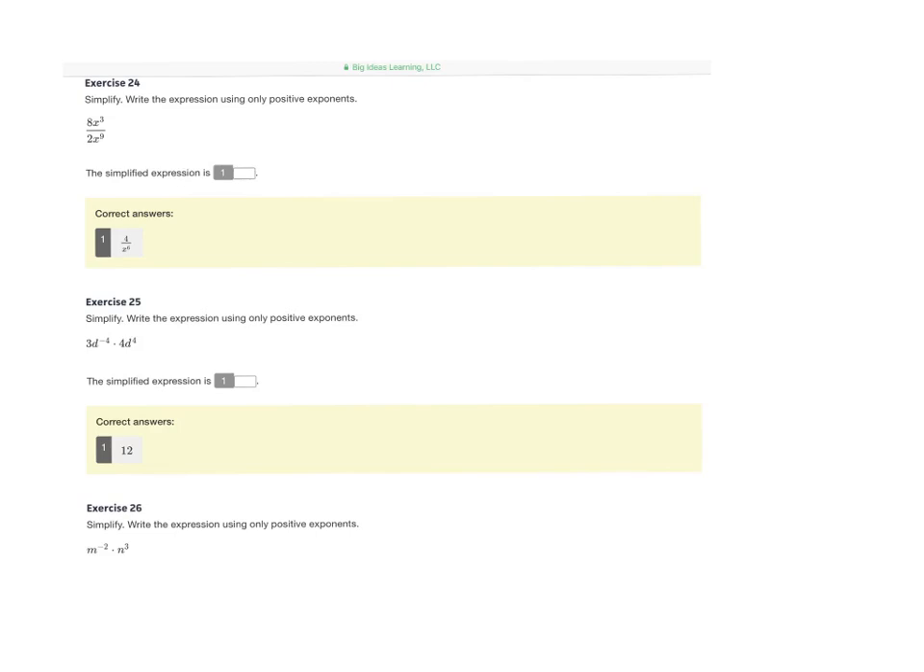Question number 24. I've got 8x to the third over 2x to the ninth. Here's a couple ways that we can do this. I know that I have a factor here of 2, right? I'm going to write 8 as a factor of 2. So 2 times what equals 8? Well, 2 times 4 equals 8.